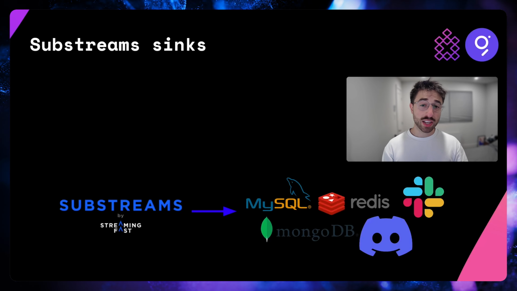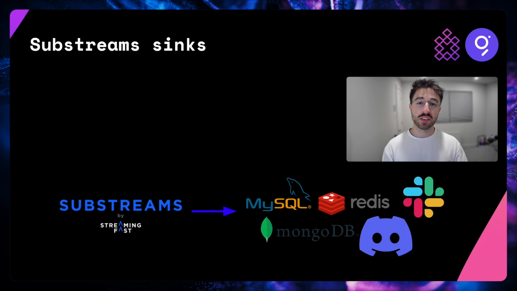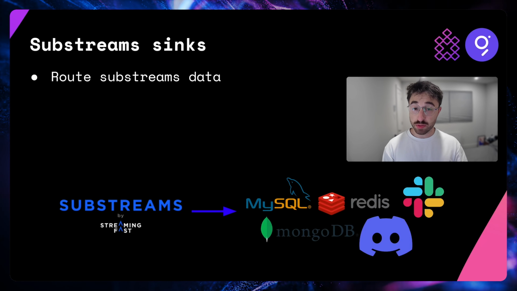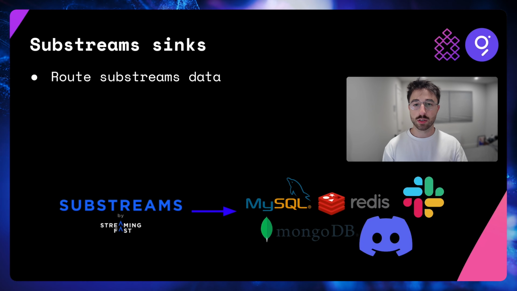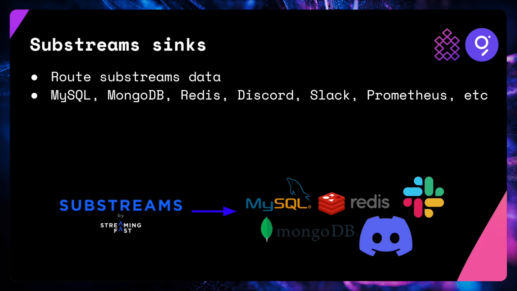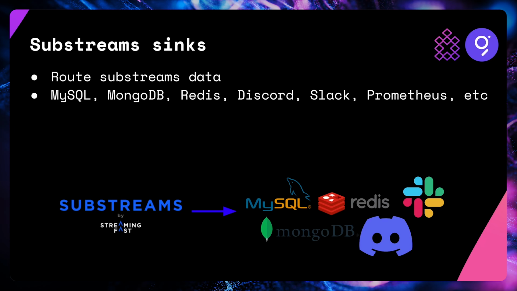But first, let's quickly go over what syncs for substreams are. Syncs allow us to route data coming from substreams anywhere we want. So it could be used for storing in a MySQL database, MongoDB, Redis, even sending Discord messages.